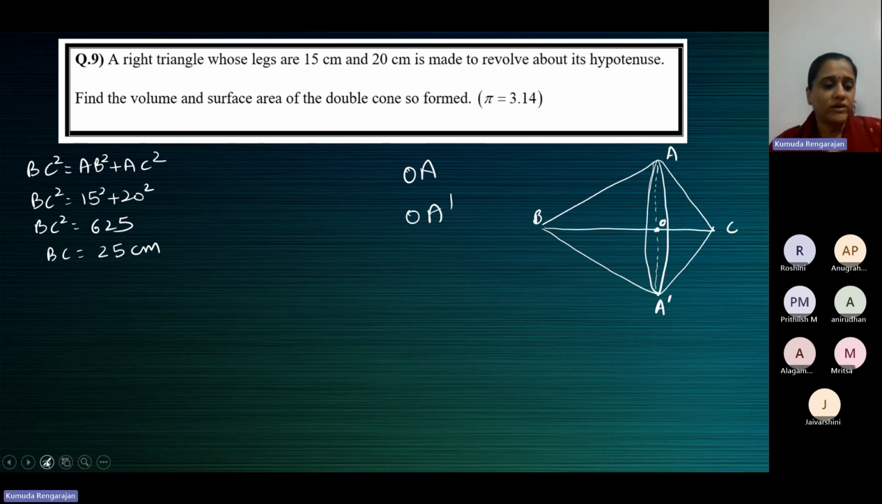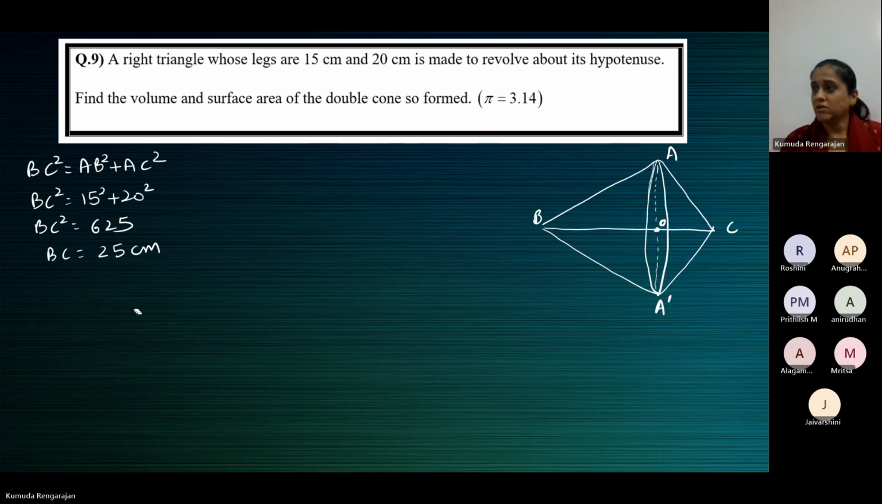Now what we're going to do is find the area of triangle ABC in two different ways, because AO happens to be the height of the right triangle ABC.